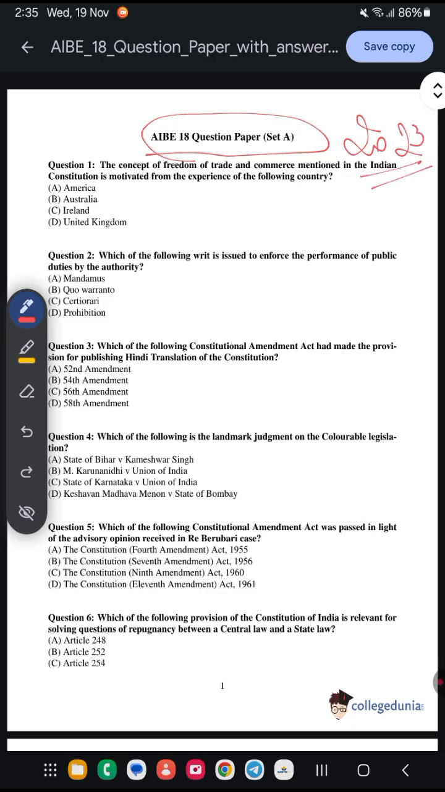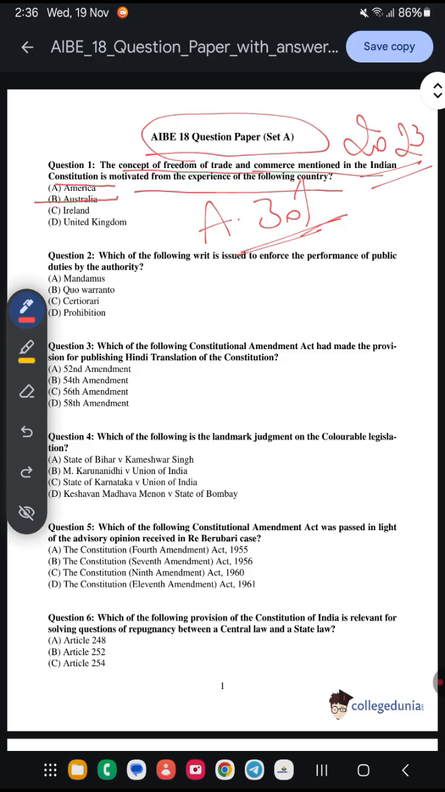So I'll make this video in parts so that you can comfortably watch all the solved questions. So let's start. The first question is: the concept of freedom of trade and commerce mentioned in the Indian Constitution is motivated from the experience of which country? So the correct answer to this is Australia. In Article 301, you can find this related content in Article 301 of the Indian Constitution.